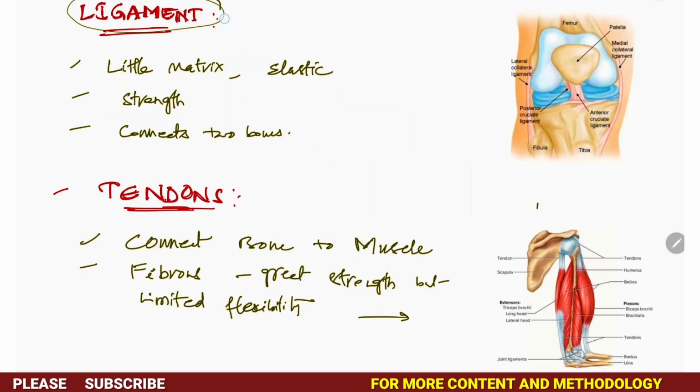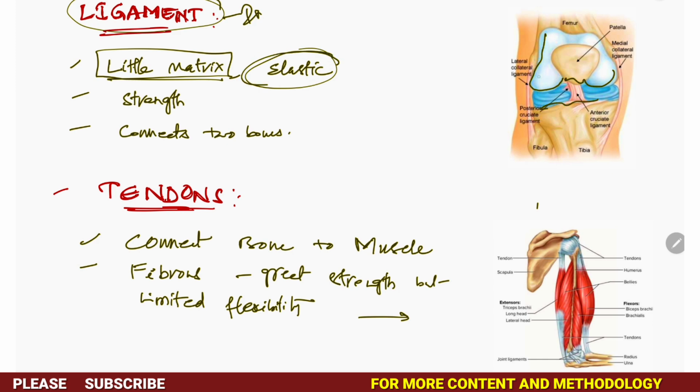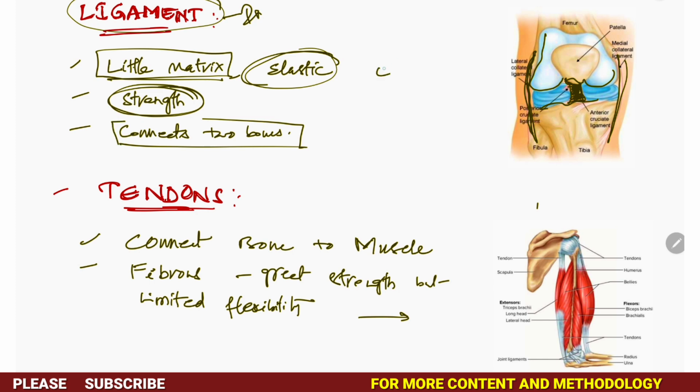Ligaments, very, very important from the view of the DSC exam. Okay, so it has a little matrix, very little matrix, and also it is a very elastic tissue. You can see here, these are two bones. This one is elastic, called ligament, and these are also ligaments. The center part is made up of ligament. Okay, very elastic with a little matrix, and a considerably strong connective tissue. It connects bone to bone. It means that in between two bones there is a connection called ligament. Very important, bone to bone.